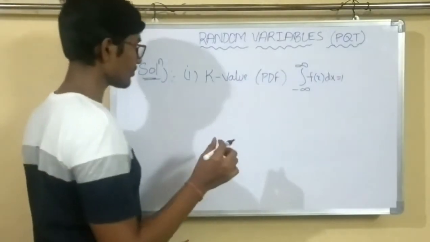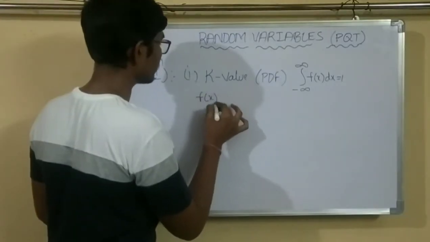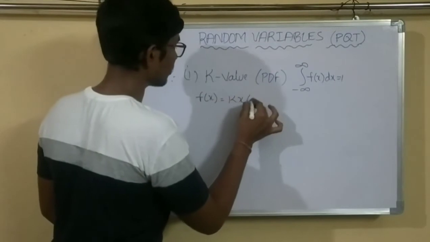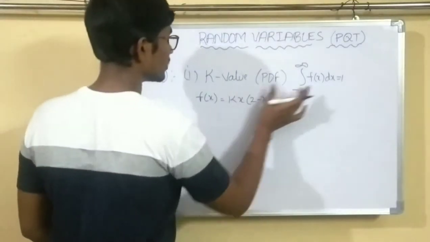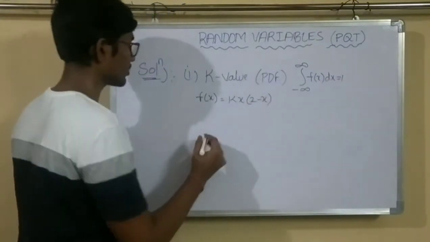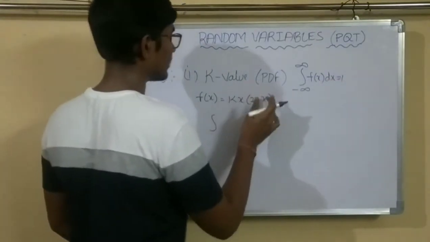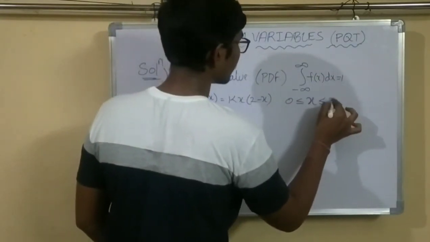Now, what is the function they have given? f of x equals kx into (2 minus x). This is the function they have given. So I am going to simplify this by putting this function in the formula. So, the limits. What are the limits they have given for x here? From 0 to 2, right?